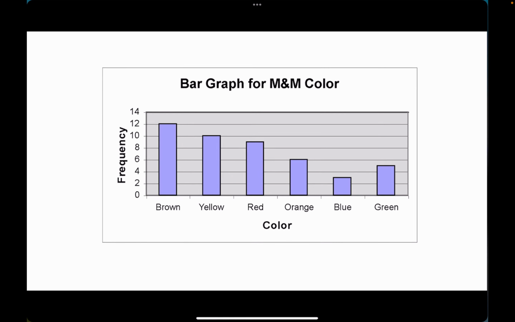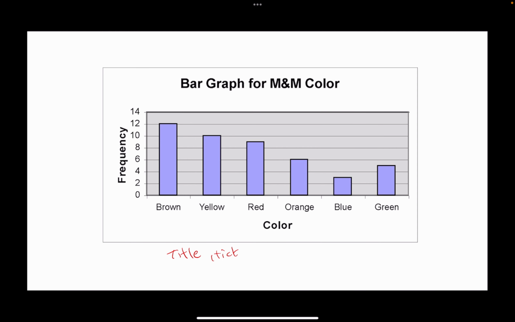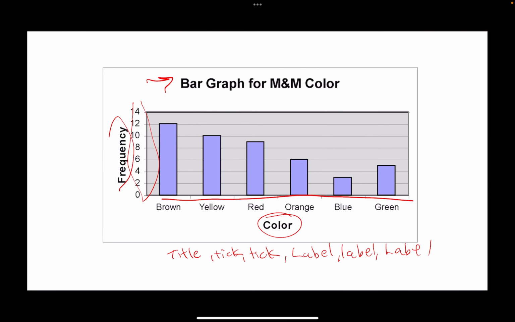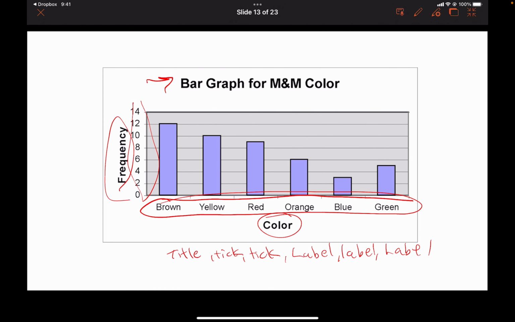Frequently I'll say title, tick, tick, label, label, label. So we have our title, our ticks, label, label, label. I know that's really ugly. Let me get rid of that.